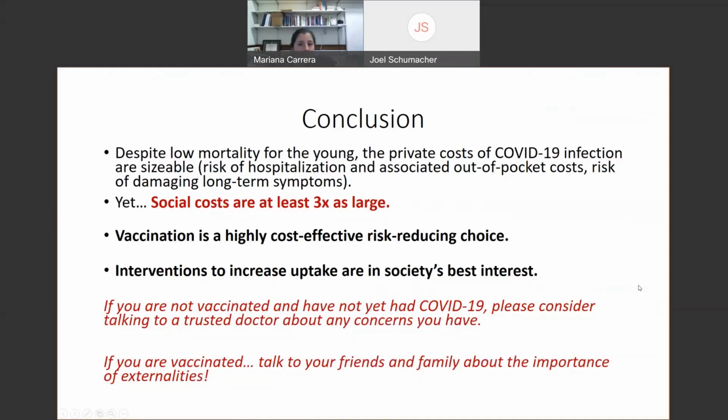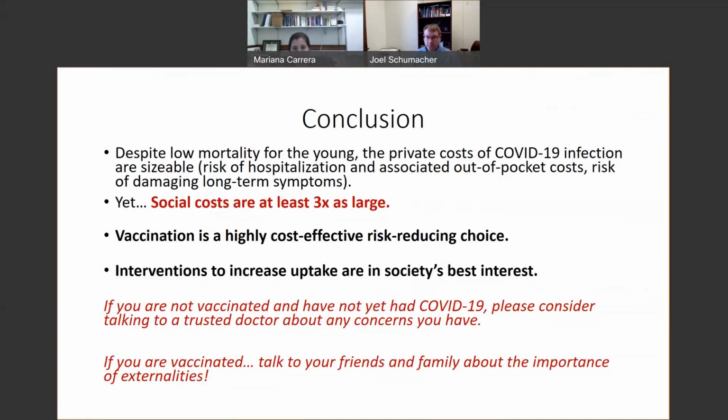Okay, so to conclude, I want to highlight a few key points. My first point is that even though we know more and more now that COVID doesn't often lead to deaths for the young, it can, but it's very, very rare. Nevertheless, I would argue that the private costs of COVID-19 infection are still sizable. There's a risk of hospitalization and very costly out-of-pocket expenses. And there's the risk of damaging long-term symptoms that millions of young adults and middle-aged adults are suffering right now.